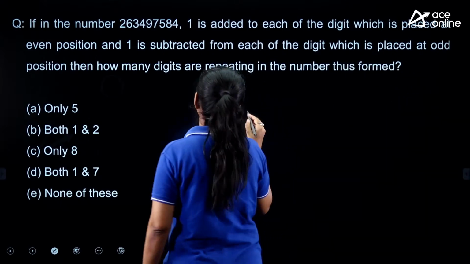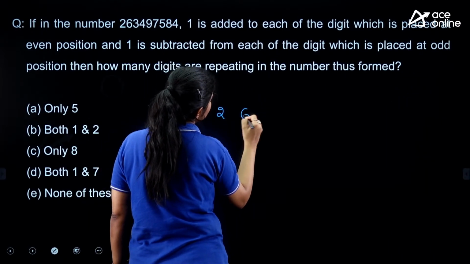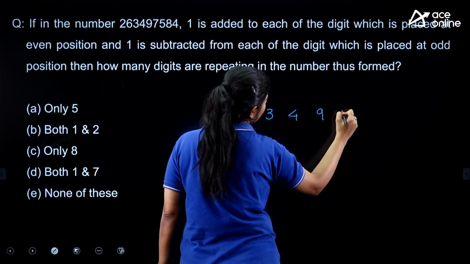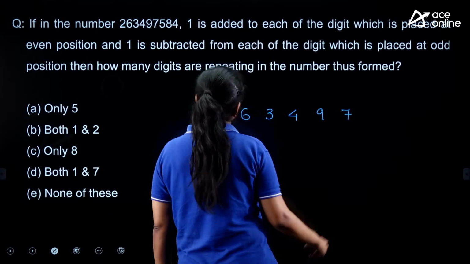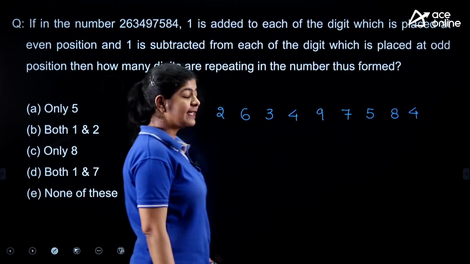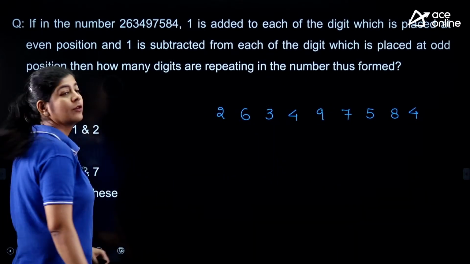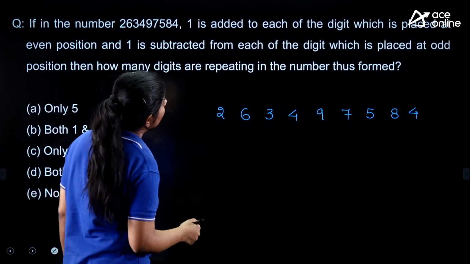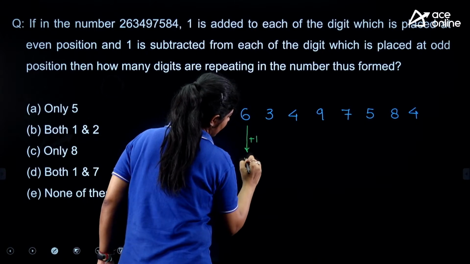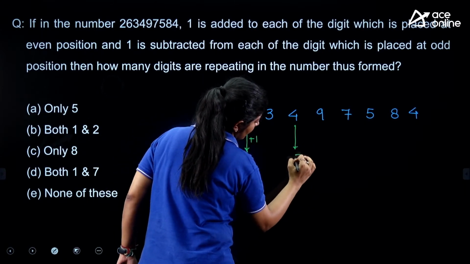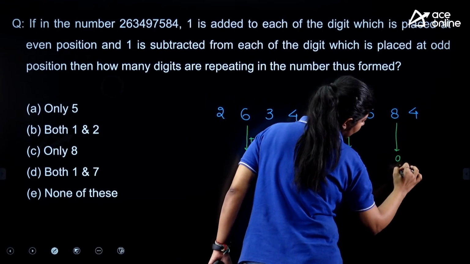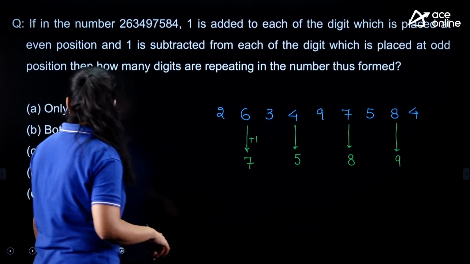So the digit that we are having is 263 497 584. The question is saying that we need to do the operation according to the position, even and odd. So first we will do the even one. We need to add 1 in it. 7, 5, 8, 9. Right? We need to add 1 at the even position.